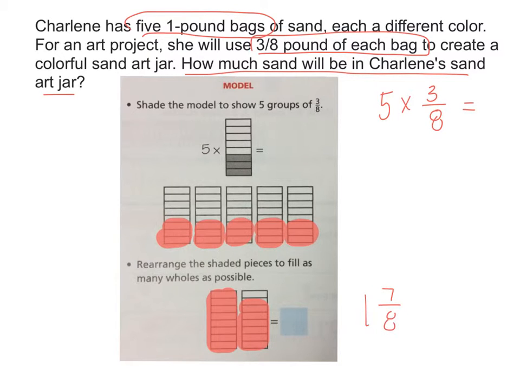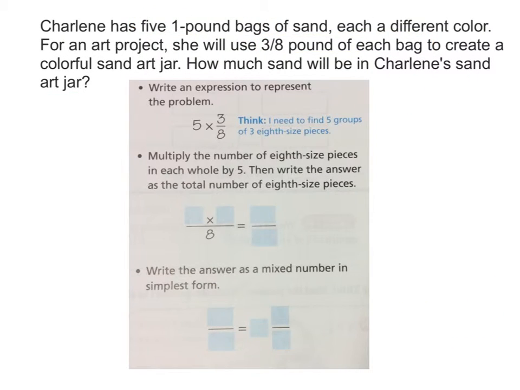So how much sand will Charlene use to make her jar of sand art? Daniel? 1 and 7/8. Yeah, 1 and 7/8 pounds. Okay. That the expression we needed to solve was 5 times 3/8 because we knew we needed to find 5 groups of 3/8 size pieces. Okay, so we can multiply the number of 8th size pieces in each hole by 5. So we have 3/8 times 5. Then write the answer as the total number of 8th size pieces.